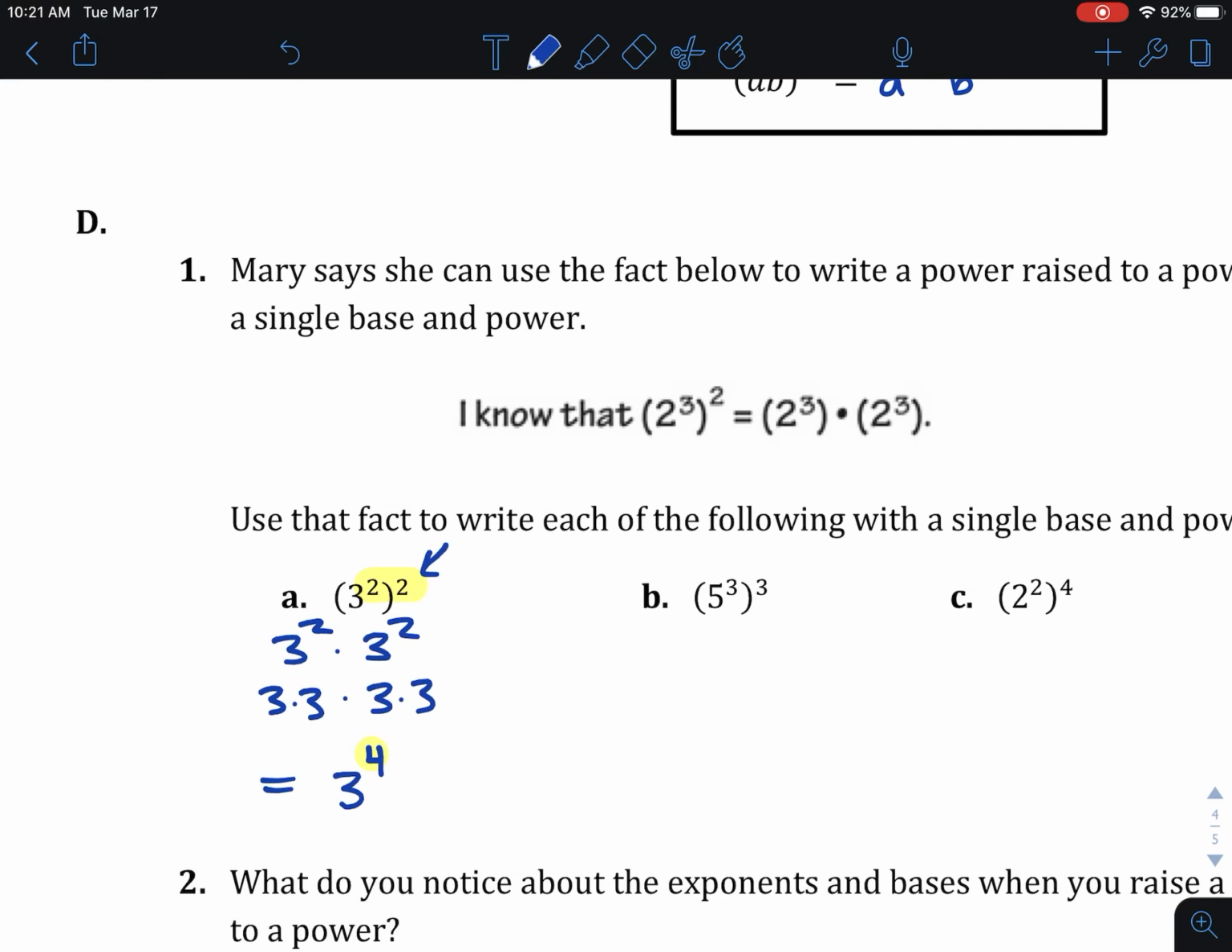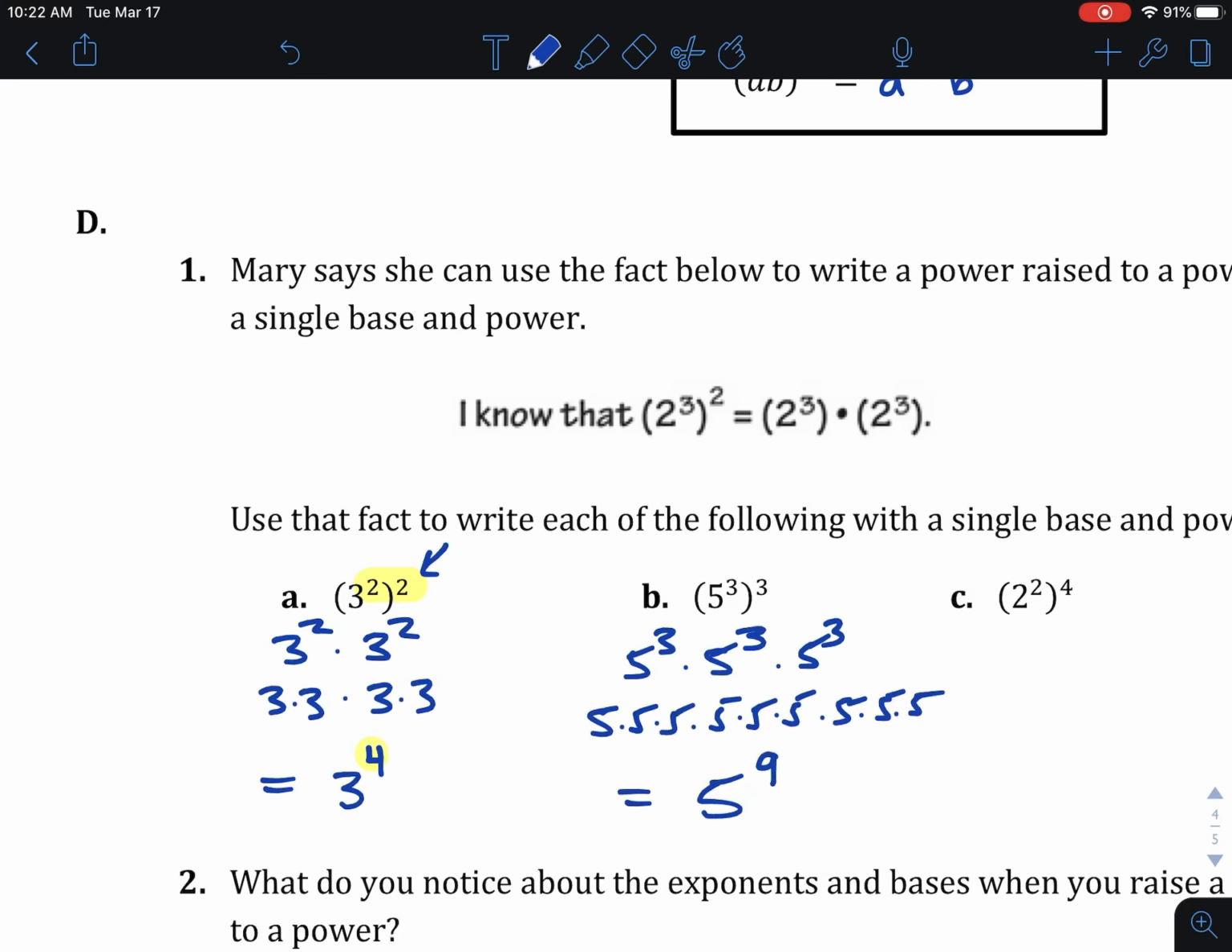You can make a quick little guess to figure out what the relationship is, but don't go too far with it yet, because you want to make sure it works for more than just one example. So let's do 5 cubed cubed. So 5 cubed times 5 cubed times 5 cubed. So then we say, okay, well, that's 5 times 5 times 5 times 5 times 5 times 5 times 5 times 5 times 5. That's a lot of 5s. How many are there? 9 5s. So 3 and 3 make 9. Hopefully that's helping you figure out a pattern there.